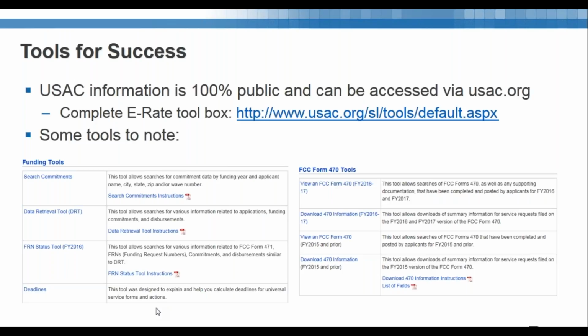You can look back at historic data, but most importantly, you can look at data for this year, right? You can go in and pull anyone who submitted a Form 470 by geography, by name, whatever, and figure out exactly what they are looking for in terms of services and products. And that's where you want to go to actually mine those opportunities and figure out what you want to bid on.